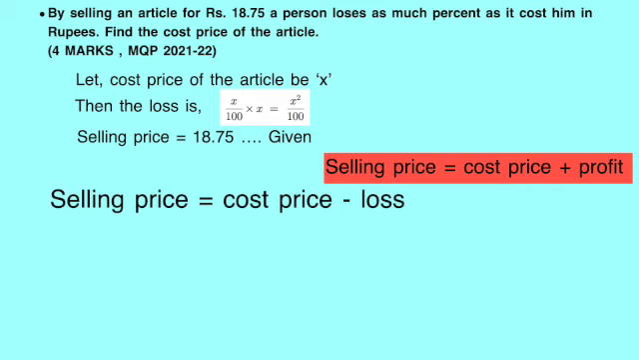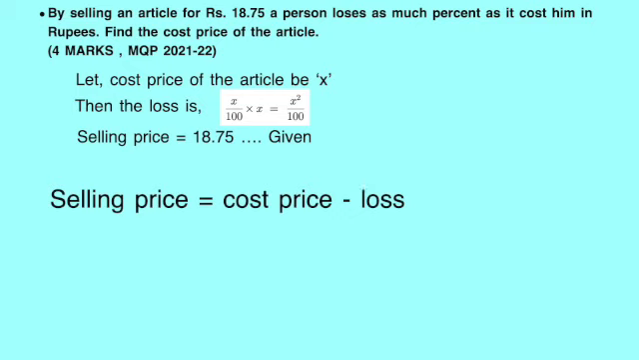When the loss is there, you have to subtract. Now in this case, it is a loss, therefore we have to subtract. Selling price is equal to cost price minus loss. Now we substitute this. What is the selling price? 18 rupees 75 paisa equals, what is the cost price? X minus, what is the loss incurred? X square by 100. Therefore, 18.75 is equal to x minus x square by 100 is our equation.